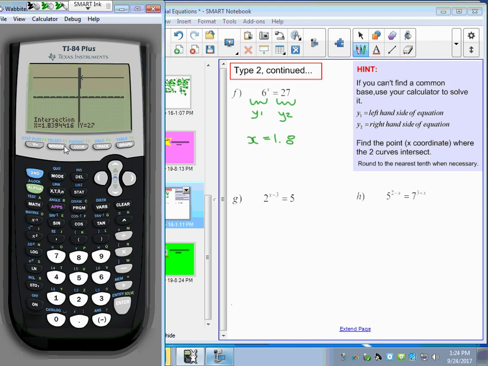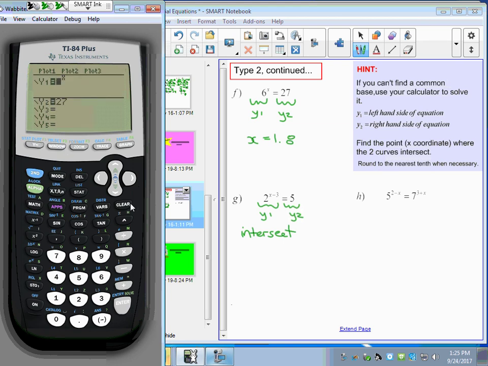Same thing. y1 is equal to 2 to the power of x minus 3. So this one put in as y1, this one here as y2, and then you find the intersect. So just so you know, when you're doing a quiz or a test, you have to tell me what you did. So you can't just write down x equals. You need to tell me that you put this one in as y2, this one in as y1, and found the intersect.